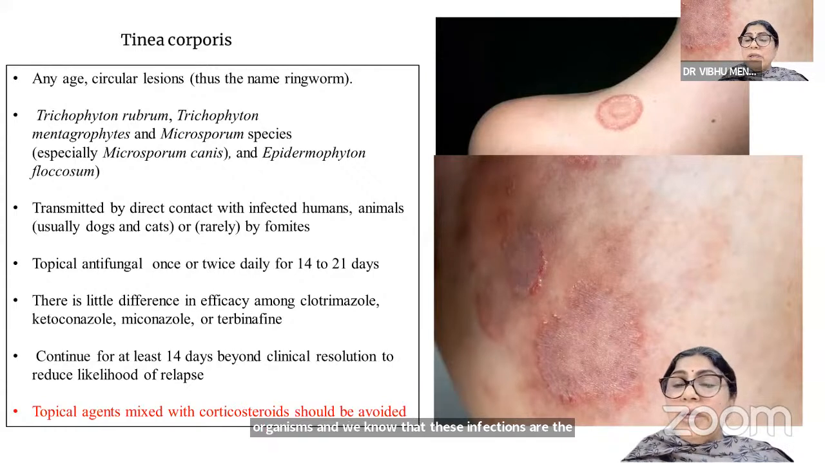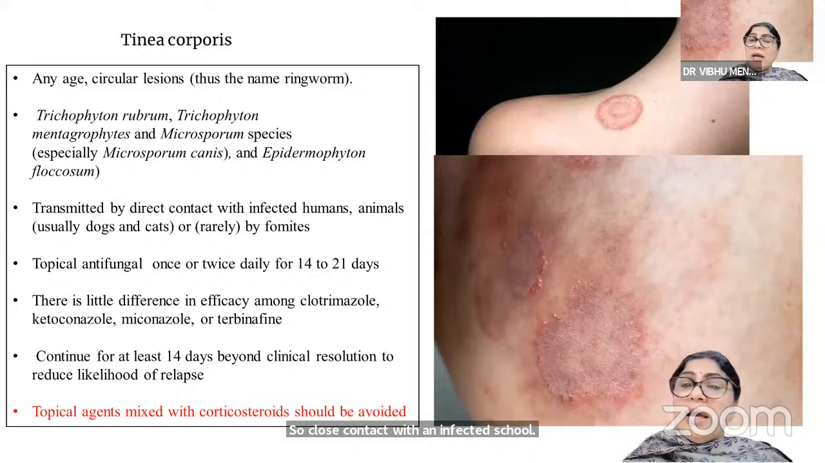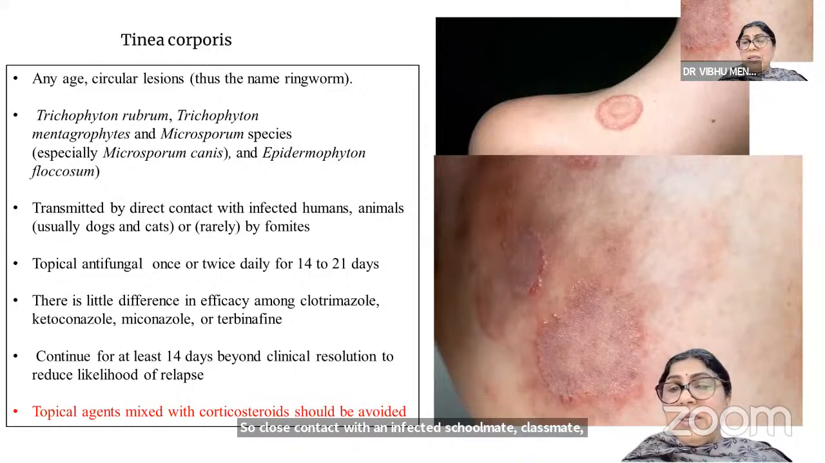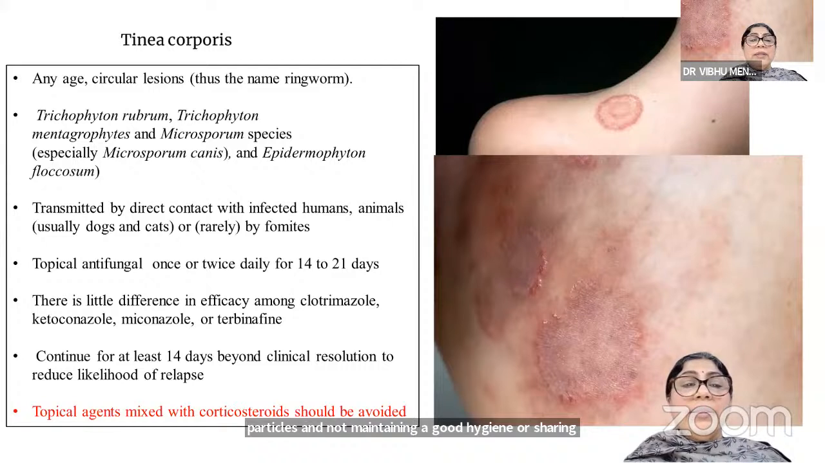Close contact with an infected schoolmate, classmates, somebody in the family, sharing of towels, sharing of articles, not maintaining good hygiene, or sharing of clothing can also give rise to this infection in children.